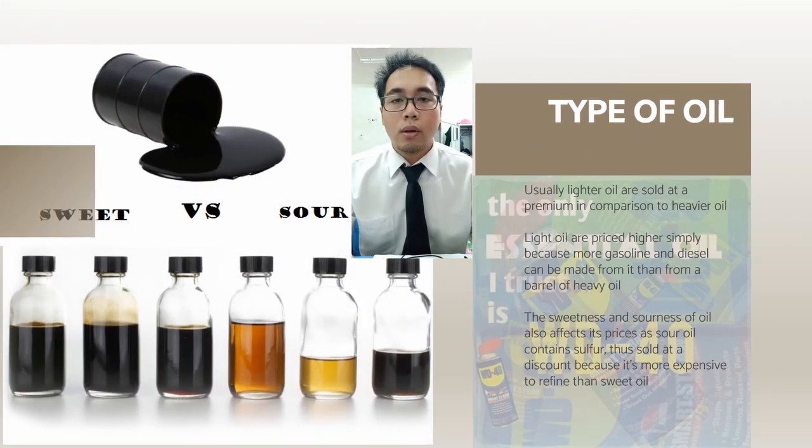Usually, lighter oil is sold at a premium in comparison to heavier oil. Light oil is priced higher simply because more gasoline and diesel can be made from it than from heavier oil. The sweetness and sourness of the oil also affect the price, as sour oil contains sulfur and is thus sold at a discount because it's much more expensive to refine than sweet oil.